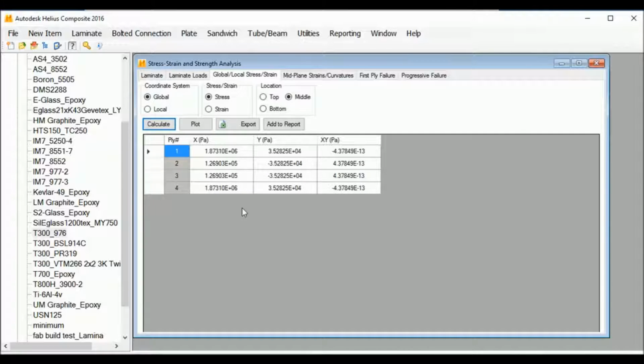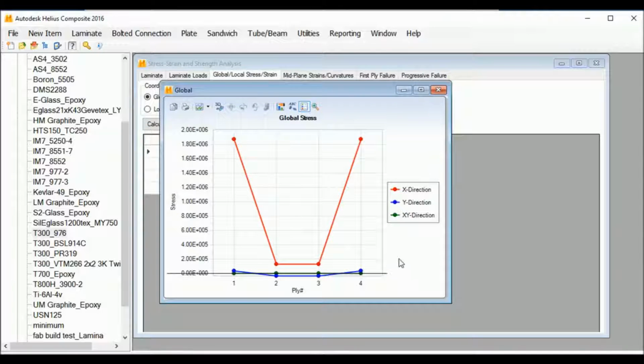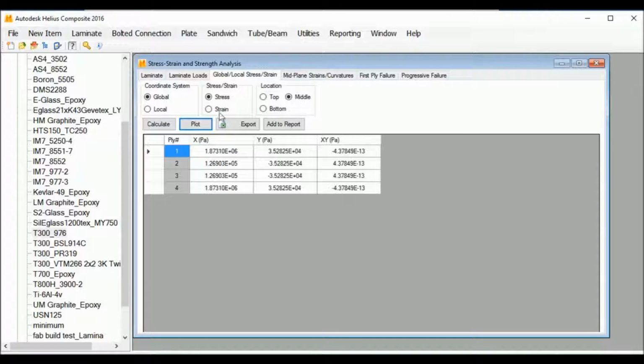It gets a little hard to see the numbers, so the plot might be a useful option here. You can see that the 0 degree plies here are stressed relatively highly, which is what you'd expect because they are the stiff plies. We also have a local plot. Remember to press the calculate button each time you change any of these options.